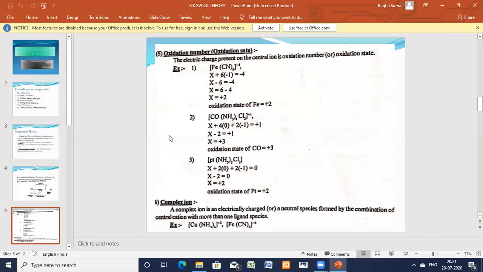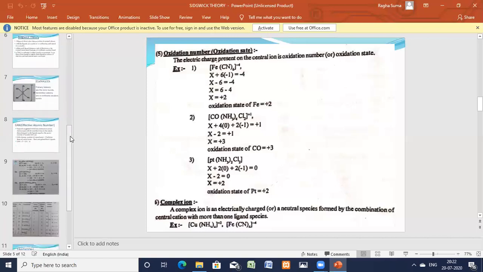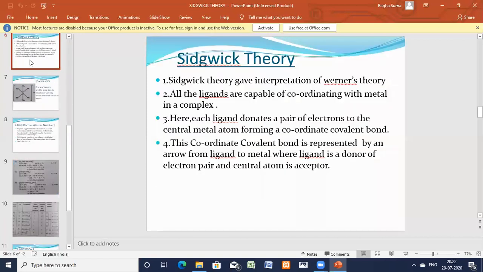Now let us switch to our second theory, among the theories of coordination compounds. The Alfred Werner theory is completed and we have got so many concepts. Based on the defects of the first theory, we have the second theory, which is the Sidgwick theory. Sidgwick gave an electronic interpretation of the Werner theory.